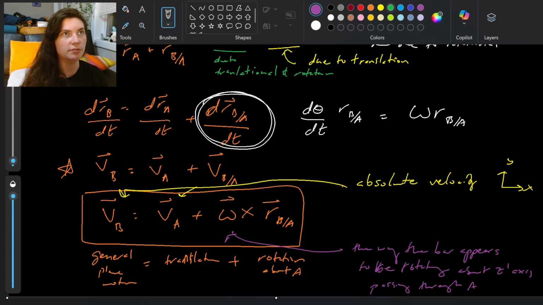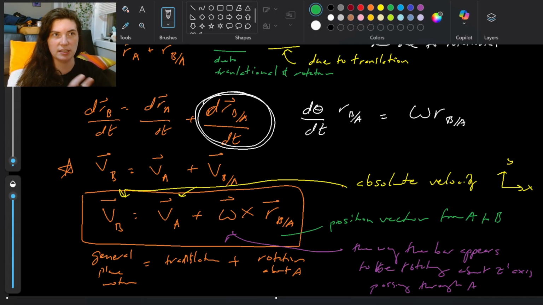And then finally, you have probably our most self-explanatory one. This is just the position vector of our bar from A to B. So again, with all of these things, we're using A as a base point that is going through this translation and rotation, where everything is referenced off of A instead of off of the XY origin, right? Everything is referenced off A, except for those absolute velocities of A and B that go into this equation here.